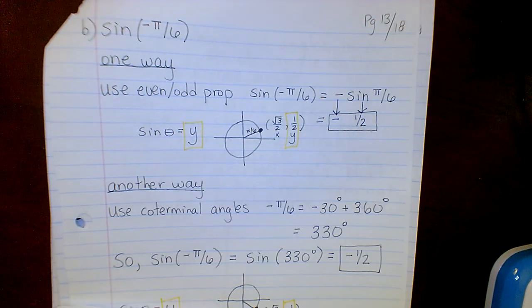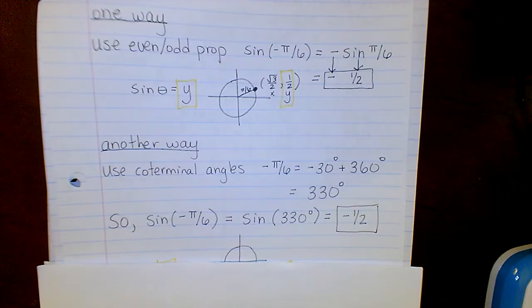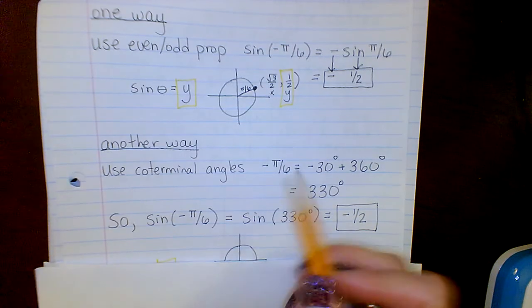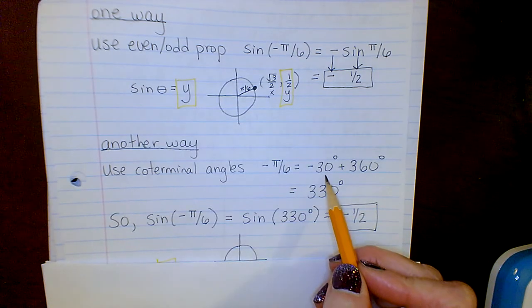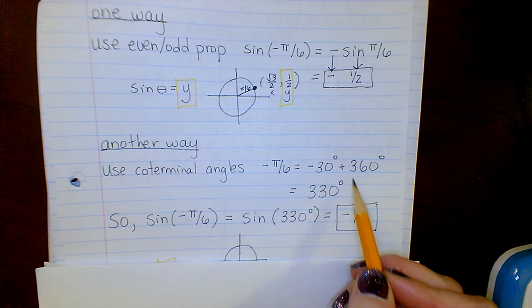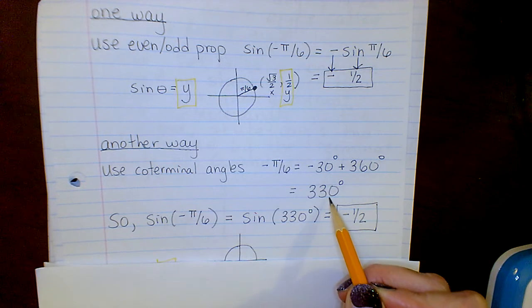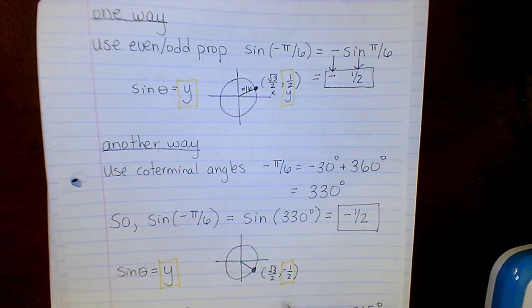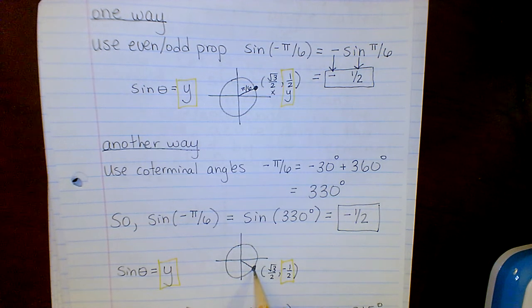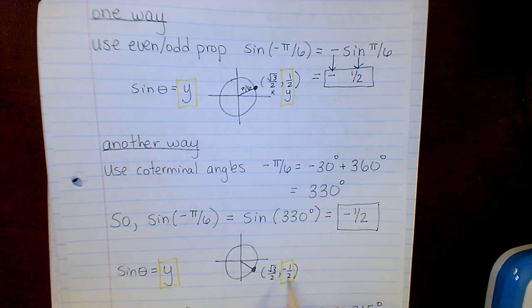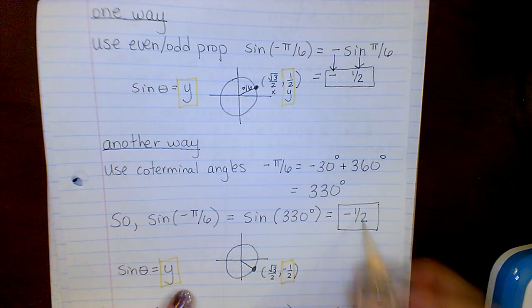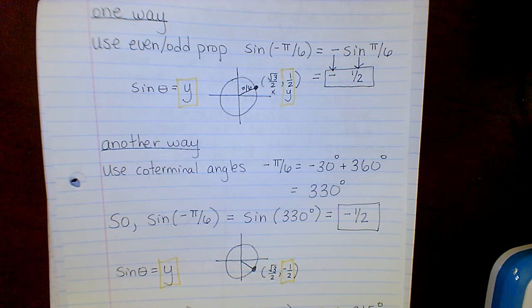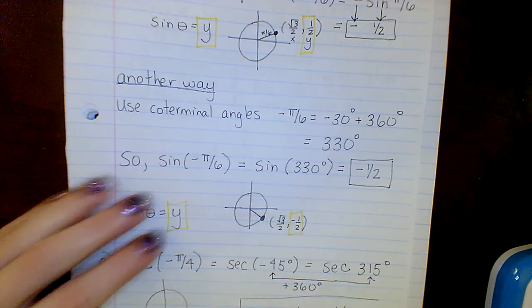Another way that you could do this is by using coterminal angles. You could say that negative pi over 6 is -30, which is the same as the coterminal angle of 330 degrees. So you could say that those two are the same, and then look at 330 degrees. Its reference point is √3 over 2, -1/2. So we know that the sine is y, so we get -1/2. Either way that you want to go about it works. Okay? All right.